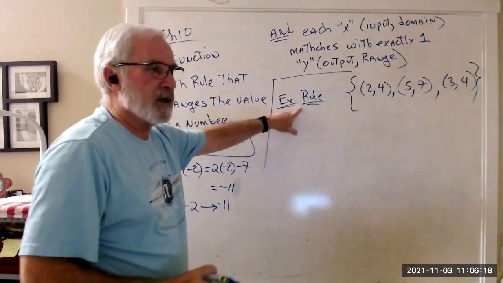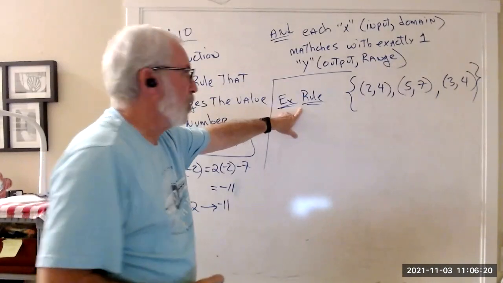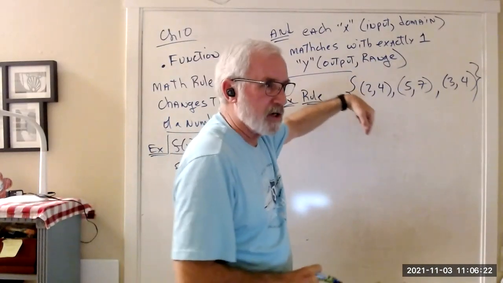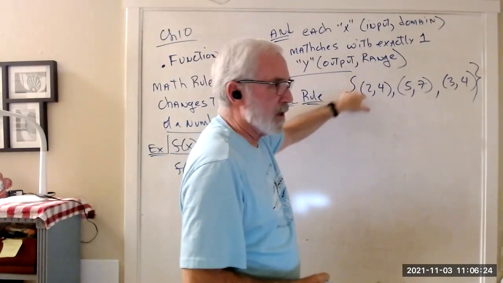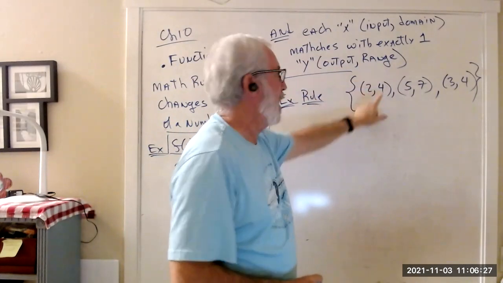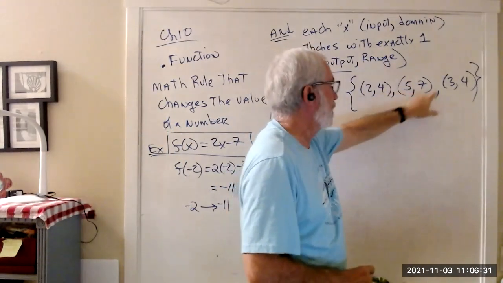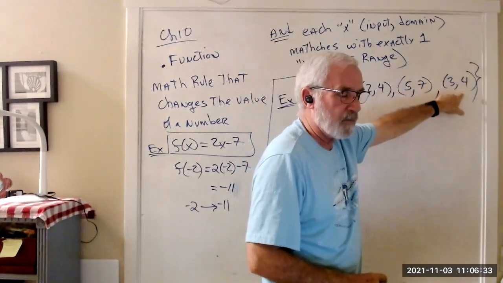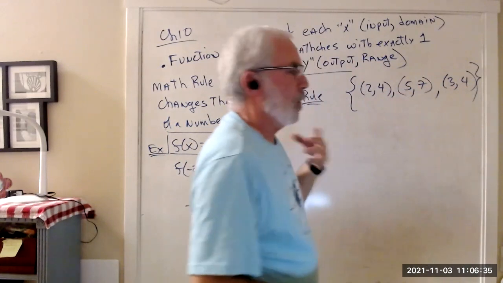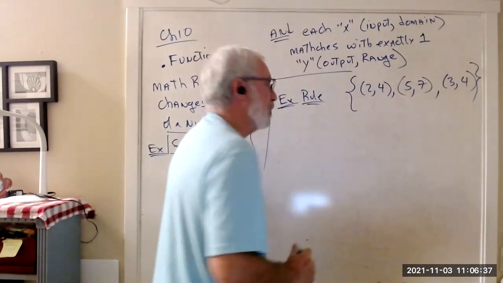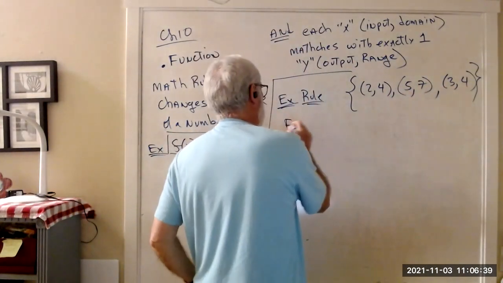Somebody sat around one night, drank too many beers, came up with a rule, and they started plugging numbers in. And they plugged 2 in, and out came a 4. And they plugged 5 in, and out came a 7, and so on. And they plugged 3 in, and out came a 4. Okay. First question, is this a function?